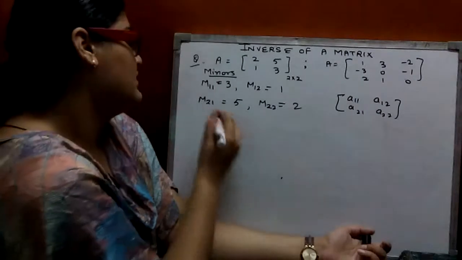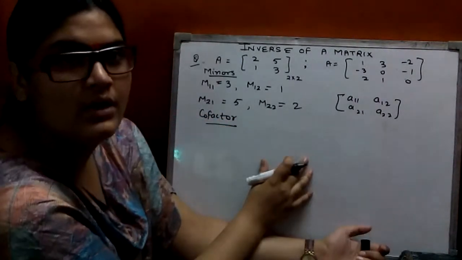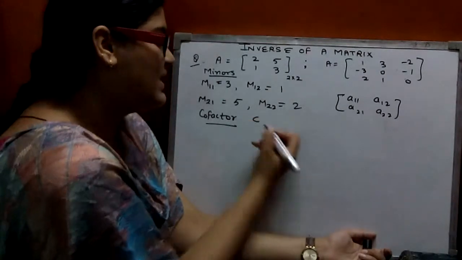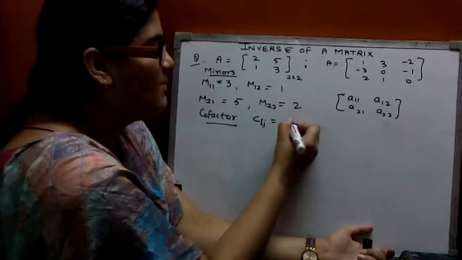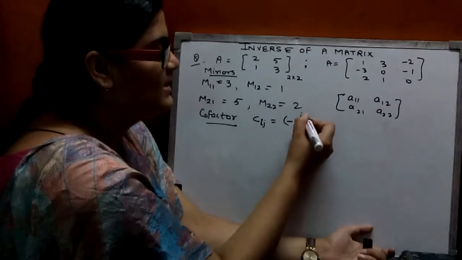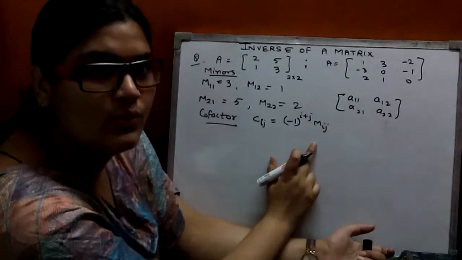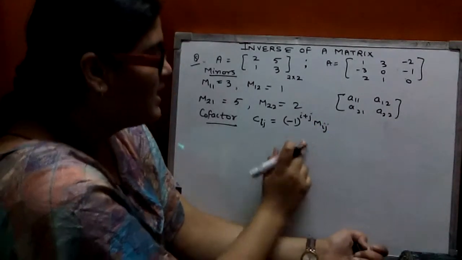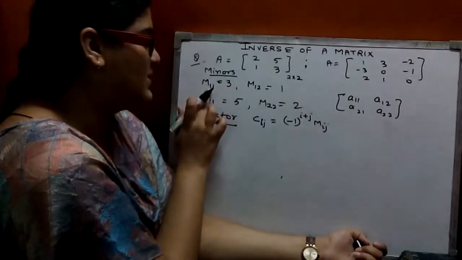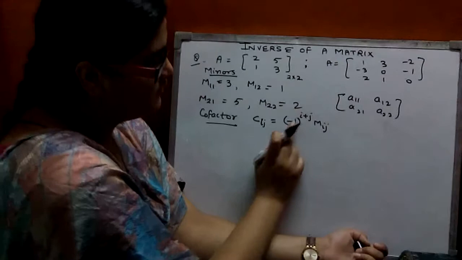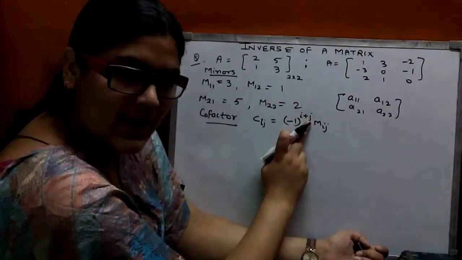Okay? Now the turn is to find the cofactors. Cofactors are denoted by C or A. Cij is minus 1 raised to the power i plus j times Mij, where i is the row and j is the column. So if you substitute, for 1 and 1 the sum is 2. Minus 1 raised to power 2, and minus 1 raised to an even power is 1.